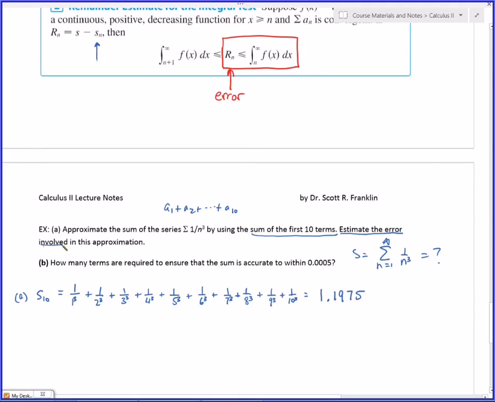And so that's this question right here. Estimate the error involved in this approximation. How far away is this possibly from the actual value of the series? So now we're going to use R sub n as my notation.